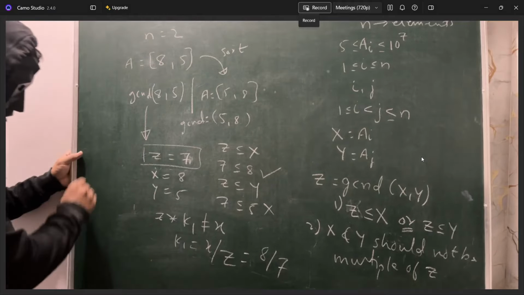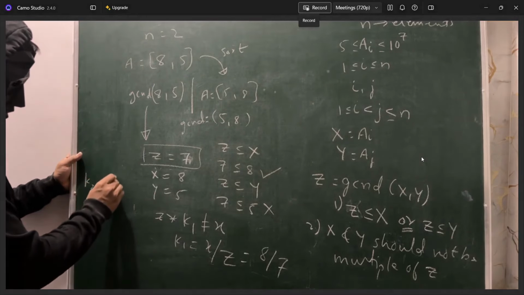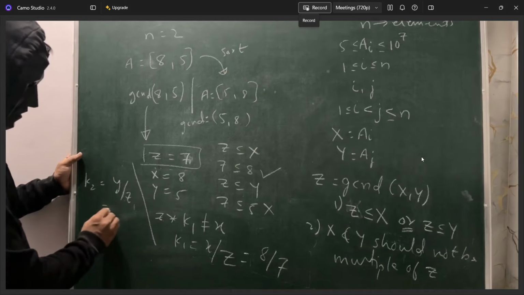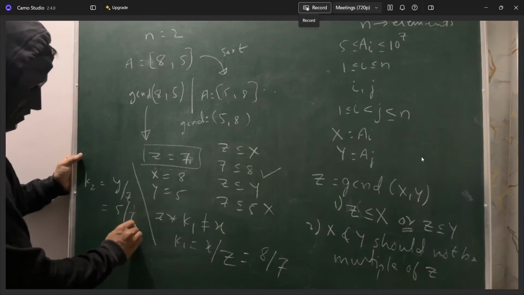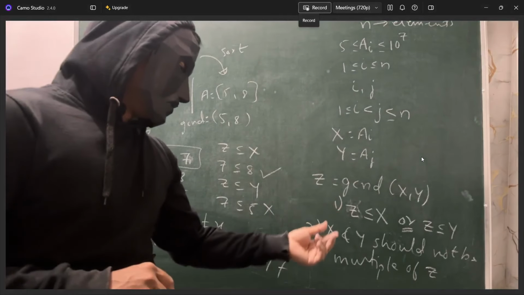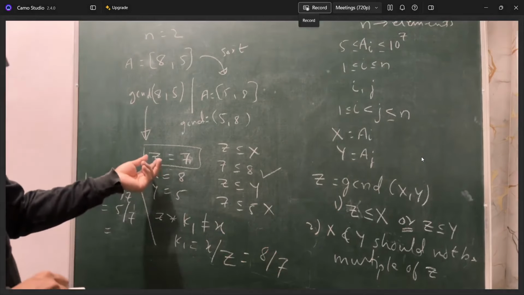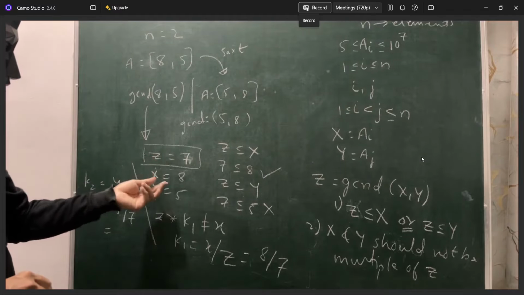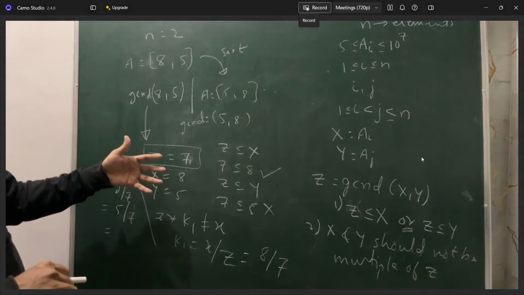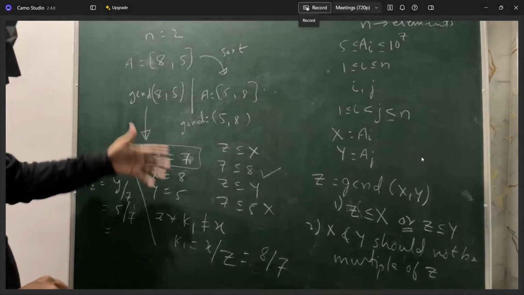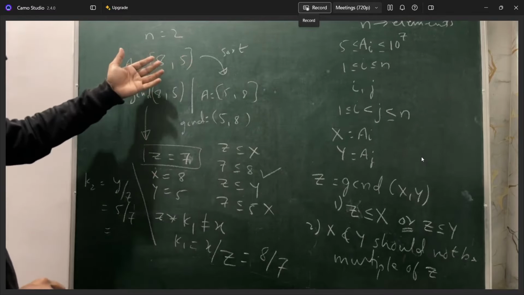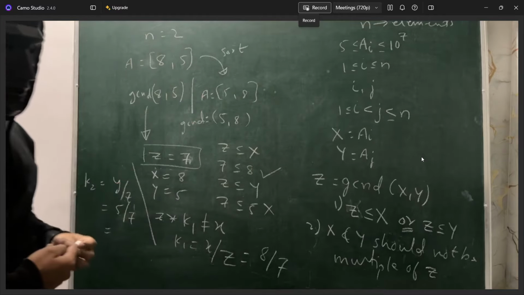Now let's try to take k2, which will give you y by z. If you do it this way, you get 5 by 7. This is also not perfectly divisible. So now this condition holds good, and this condition holds good. So z equal to 7 is the GCND of 8, 5. Since you have only one pair, this is the max possible answer, right? In this case your answer is 7. Let me take a second example wherein you will have 3 elements, and we'll try to find the pairs.